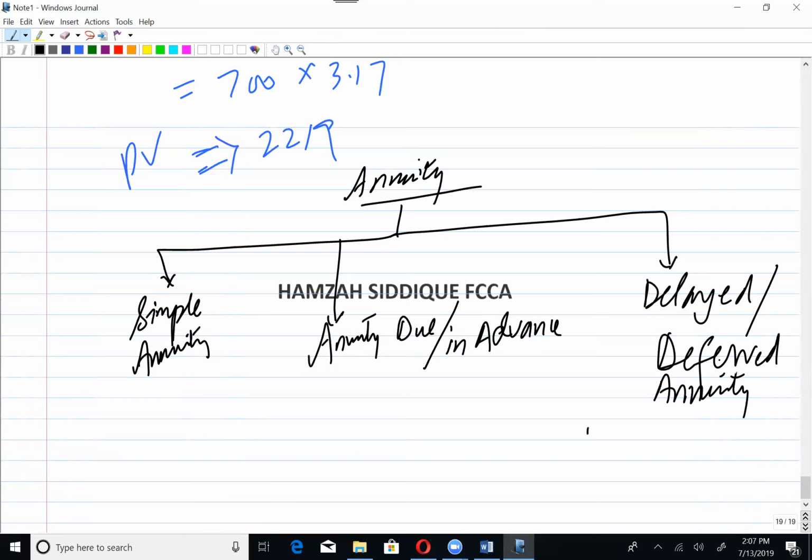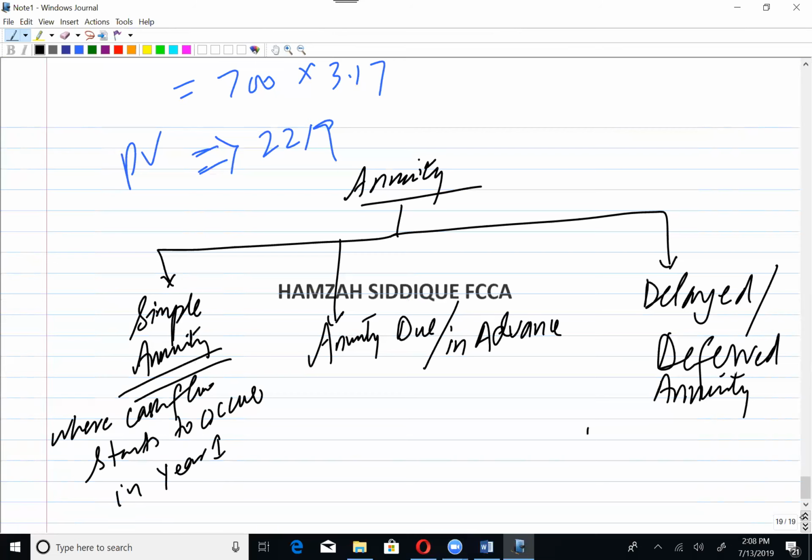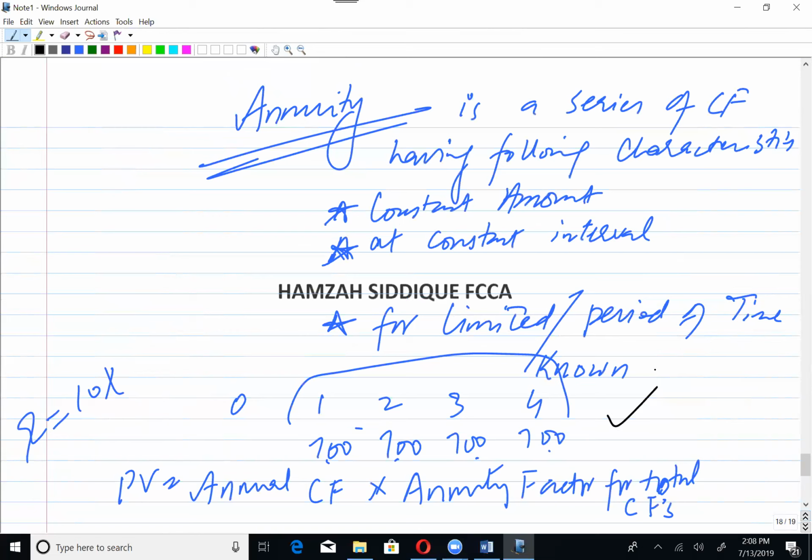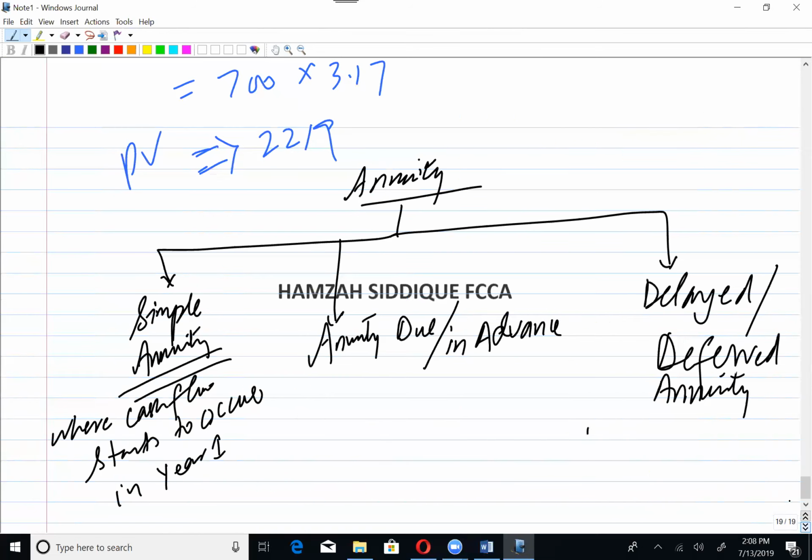Now, what is the difference between these three, one by one? What are they? Simple NOT, what is that? It is such a NOT where cash flow starts to occur in year one. Students, this is simple NOT. We have discussed. Cash flow starts from the next year, or year one. Next year means not this year, the very next year.